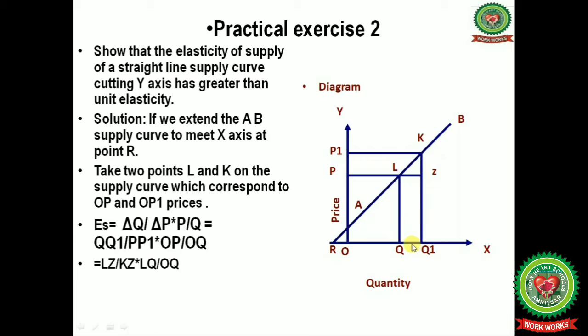Now put the value of delta Q here, QQ1, divided by delta P value, that is PP1, multiplied by the value of P, it is OP, divided by the value of Q, it is OQ. Now this QQ1 is equal to LZ, and this PP1 is equal to KZ. Done. Now it will be multiplied by OP. This OP is equal to LQ. Now put the value here. Now OQ we will write the same OQ.